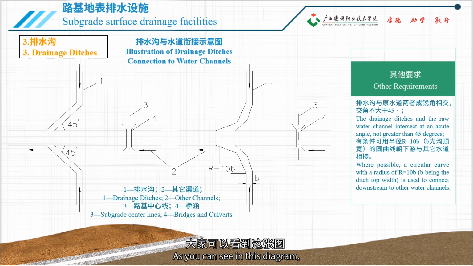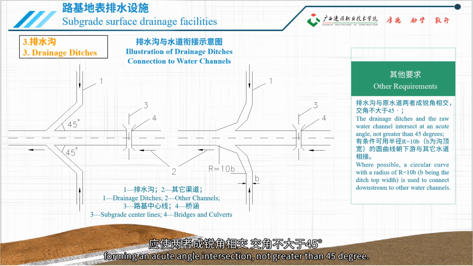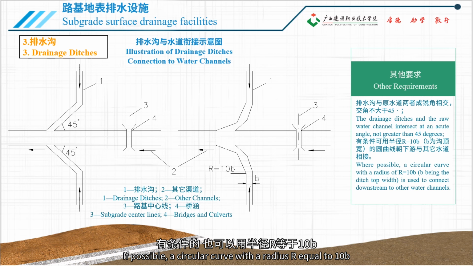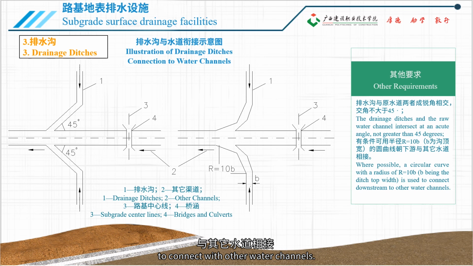As you can see in this diagram, the water in the drainage ditch marked as 1 needs to flow into another channel marked as 2, forming an acute angle intersection, not greater than 45 degrees. If possible, a circular curve with a radius r equal to 10b, b being the top width of the channel, can be used downstream to connect with other water channels.